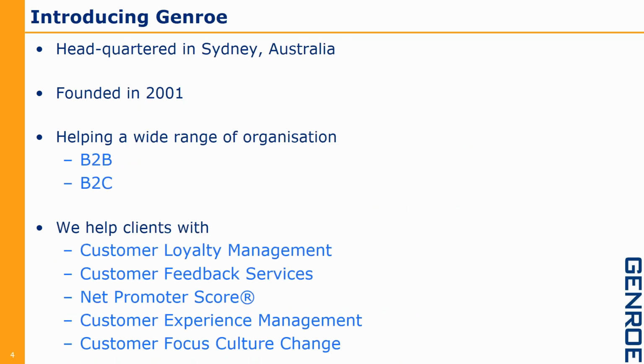The first thing I want to do is just introduce a little bit both Genero and myself. Genero is an organisation we've been around since about 2001, and our organisation is really one that's focused on helping both B2C and B2B organisations understand what their customers think, how they can use Net Promoter Score and customer feedback in their business, and how they can improve their customer experience. So we're both a consulting organisation and we also offer software to help organisations do that.